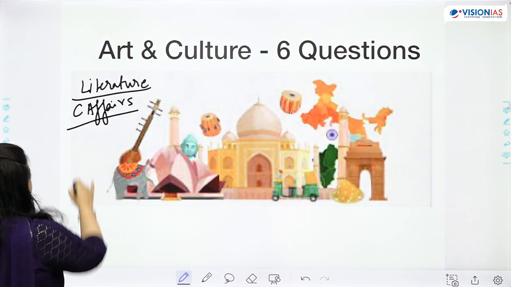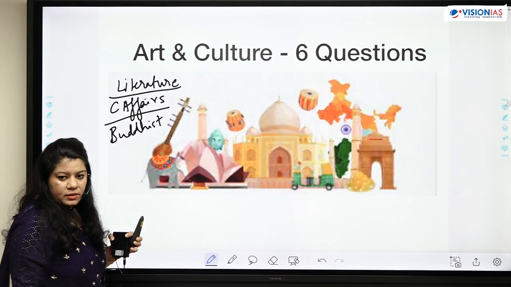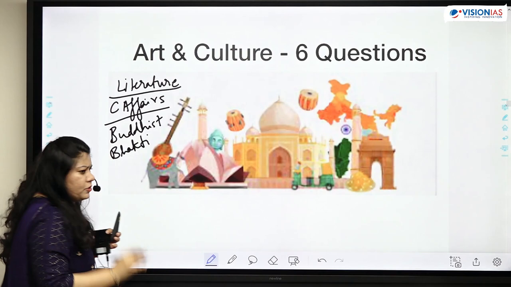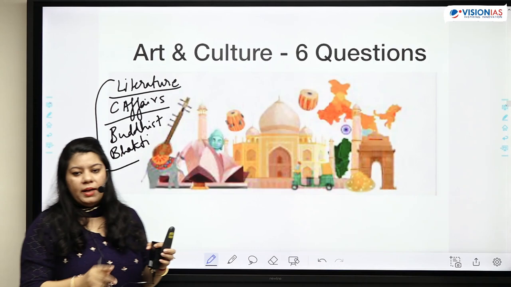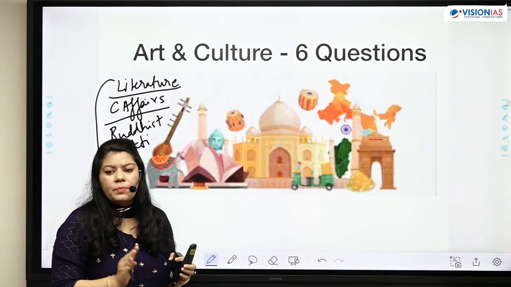Apart from this, there is a question on Buddhist and Jain scholars. There is a question on Bhakti saints. So, more or less, this section is on predictable lines, at least with respect to the topics given, right? But how deep they have gone and the kind of options they have framed is making this section difficult to attempt for most of the students, right?